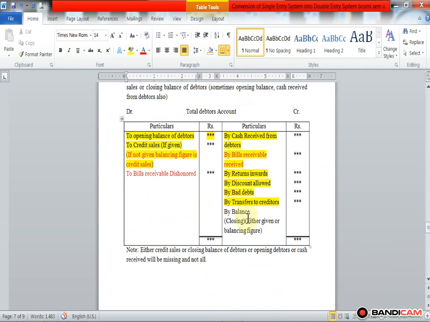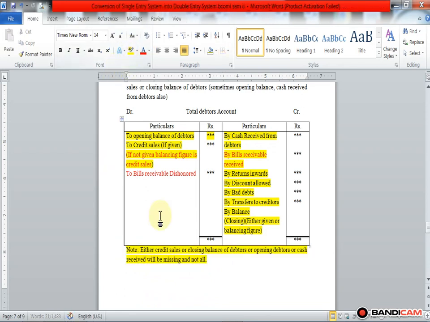Next one is by balance, that is closing. Either closing balance is given or not. If given, then it is transferred. If not given, then the balancing figure is our closing balance of debtors.